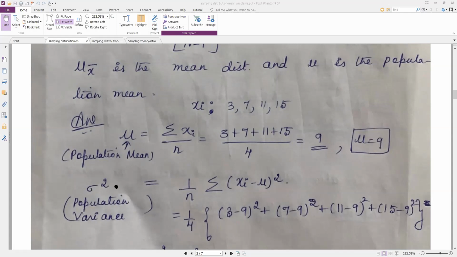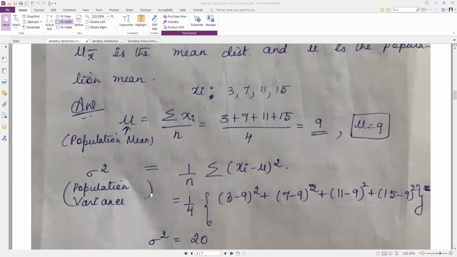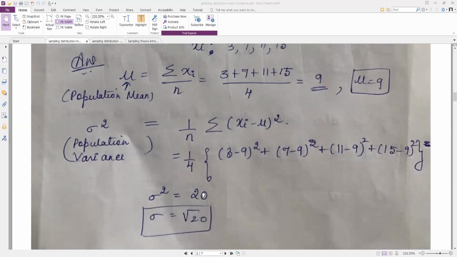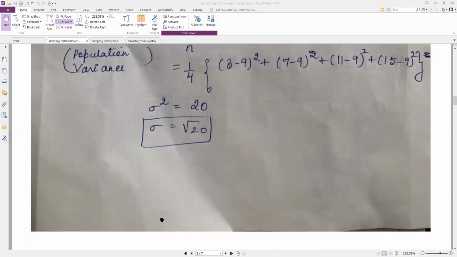Now what about sigma square? What is the formula for standard deviation? We know the usual formula: 1 by n summation of (xi minus mu) the whole square. Mu we already got, correct? So (3 minus 9) the whole square plus (7 minus 9) the whole square, like that. So what is sigma square? 20. So what is the value of sigma? Square root of 20. So we have calculated the mean mu and the standard deviation of the population.